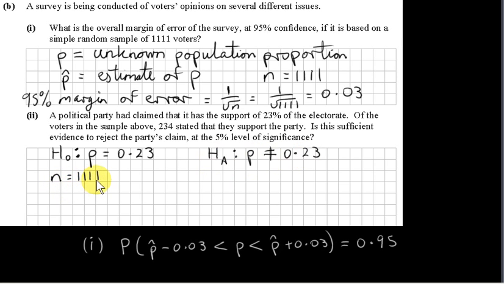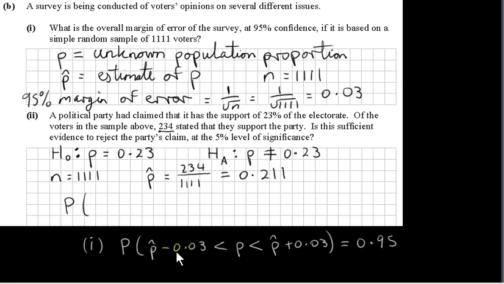Now our sample has size 1,111. An estimate, p hat, is got by taking the number of people in that sample that support the party, which is 234, and dividing it by the sample size n. To 3 decimal places we get 0.211. So this is the proportion of the sample of people that support a particular political party. From statistical theory, we know that p lies within 0.03 of p hat with probability 0.95.